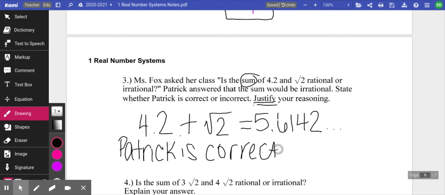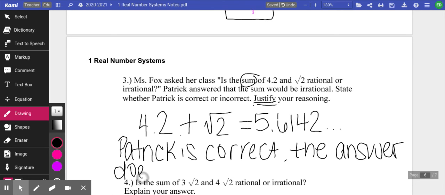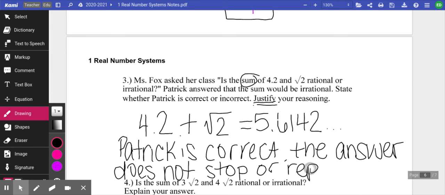You're going to say the answer, or the sum you could say, does not stop or repeat, right? So you always want to make sure you can justify, and I kind of talked about that in class. You always want to be able to explain.